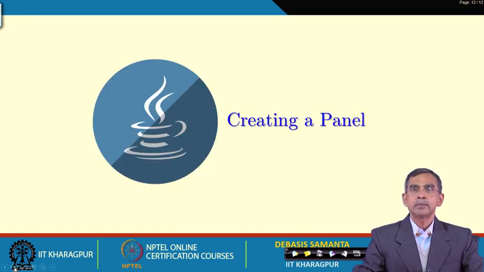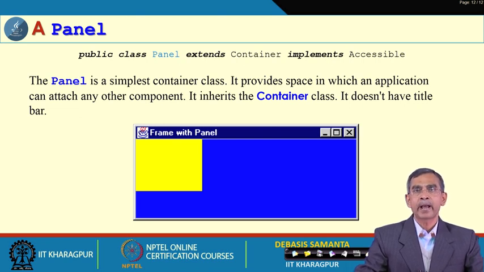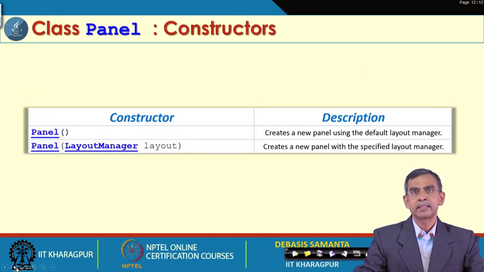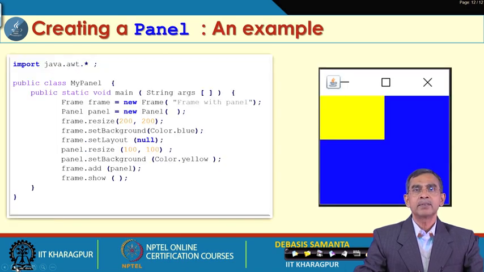Now, a frame is one container, as we have discussed. There is also a panel, and basically frame and panel are the same. The difference is that a frame has a title, whereas a panel does not. So, here is an example: these are the constructors, these are the methods that are defined, and this is one example by which we can create a panel, and this panel can be included in a frame.